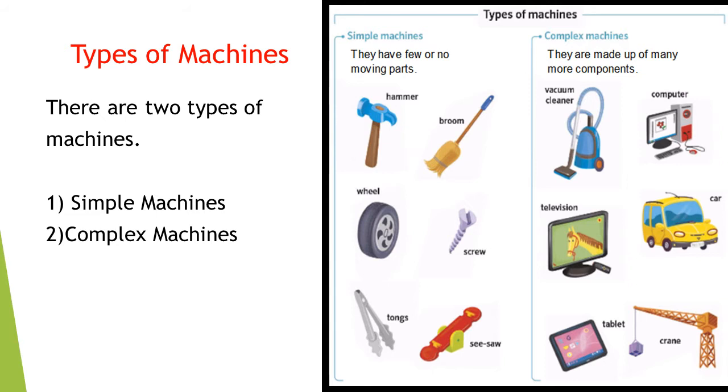On the next column you can see the complex machines, and the examples are vacuum cleaner, computer, television, car, tablet and crane. And the complex machine shows us they are made up of many more components, and they are made up of two or more simple machines. If two or more simple machines combine together, they make complex machines.